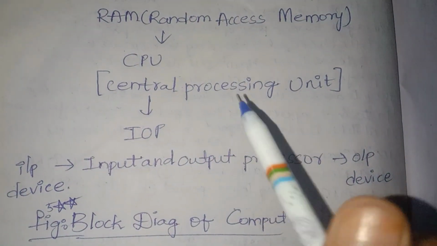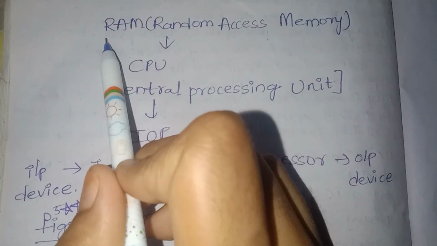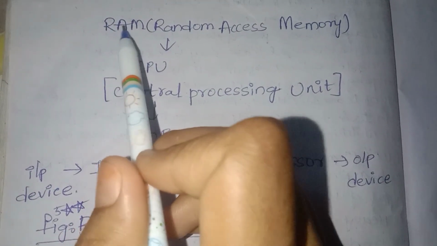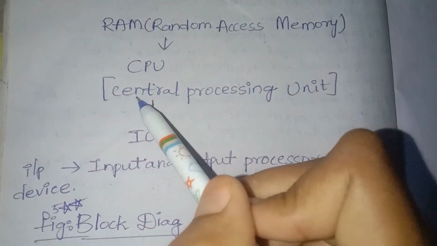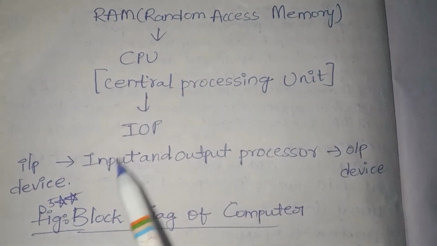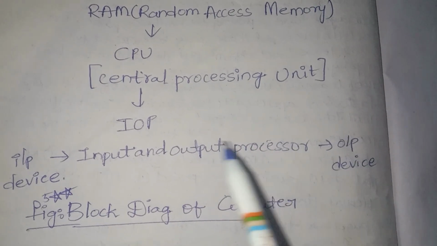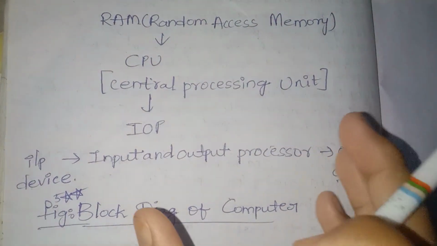This is a block diagram of a computer. In the first step, memory is there: random access memory. After that, it is connected to the CPU, central processing unit. It is connected to the IOP, input and output processor, which is between the input device and the output device. This is a block diagram of a computer.